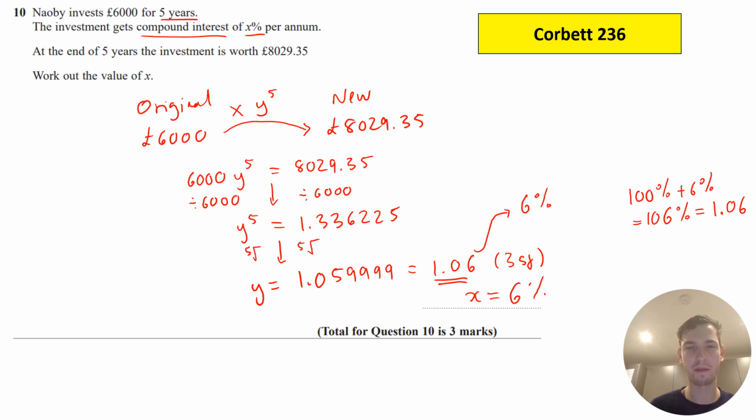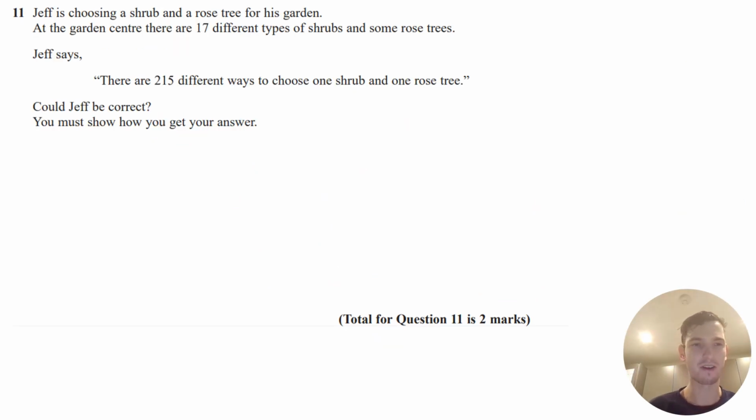Okay, question 11. Jeff is choosing a shrub and a rose tree for his garden. So I think this is probably going to be a combination type question. So 17 different types of shrubs and some rose trees. So I don't know how many rose trees there are. Let's call that x.